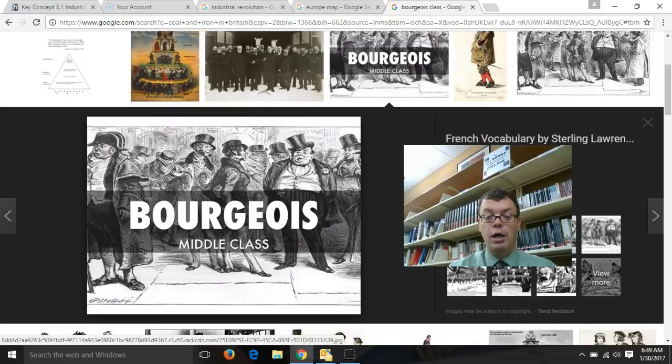So the bourgeois are basically capitalists, people who are out there to make a profit. They want to start their factories and they are able to make money, and they employ a lot of people in their factories, sometimes paying very little, to make these industrial goods that will be sold all around the world. They profit and make a lot of money off of the Industrial Revolution.